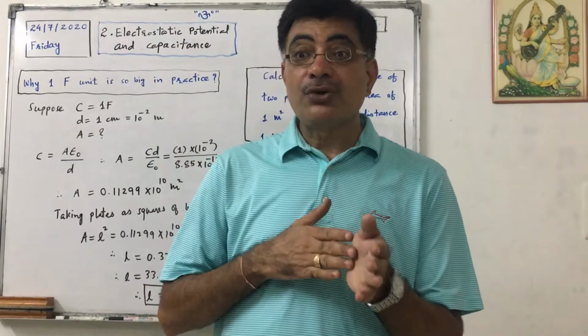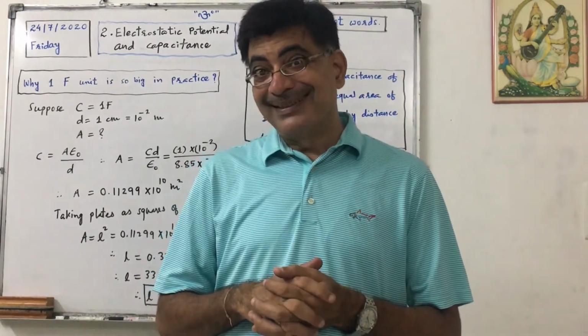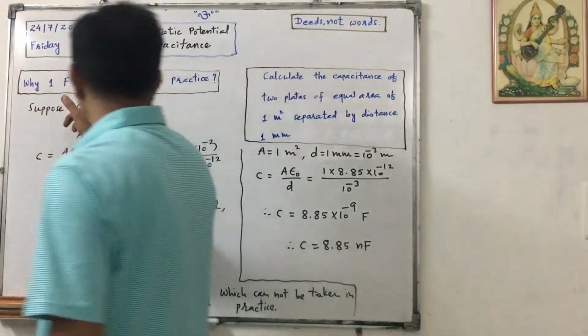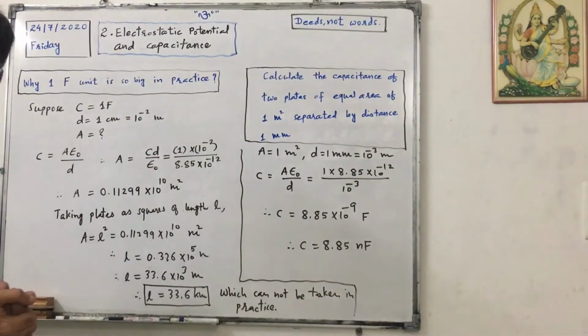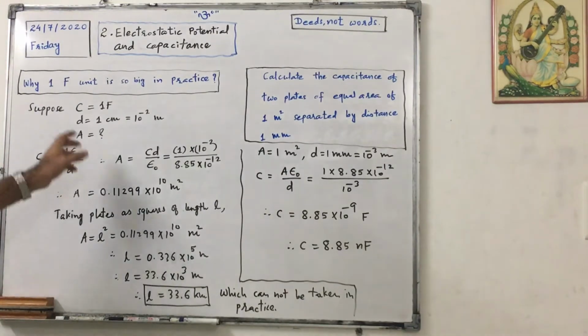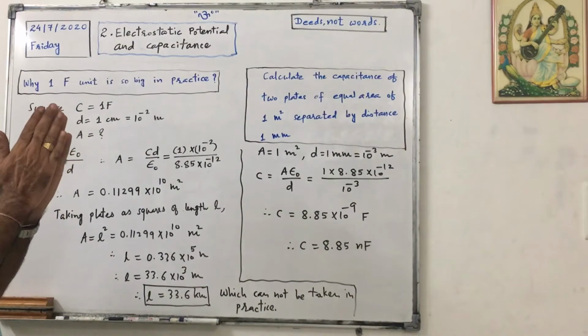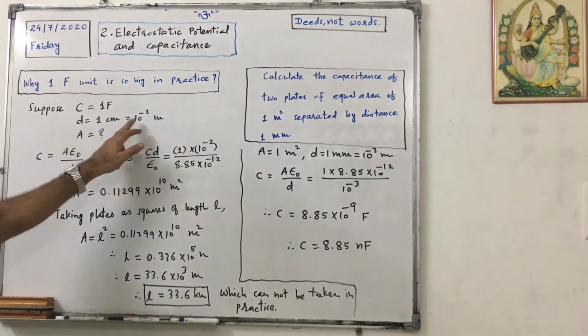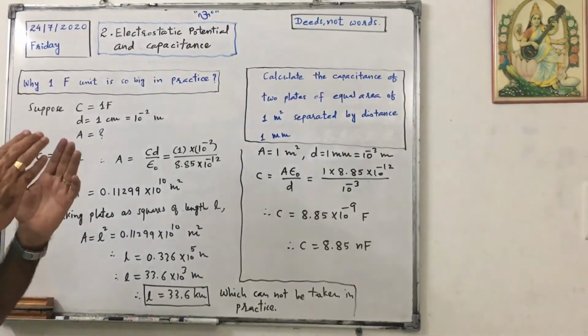But why can we not take 1 farad capacitance in practice? Why is 1 farad unit so big in practice? Let us take an example. Taking C as 1 farad, and the separation between the two plates as 1 centimeter, that is 10 raised to minus 2 meter, let us find out the area of the plates.